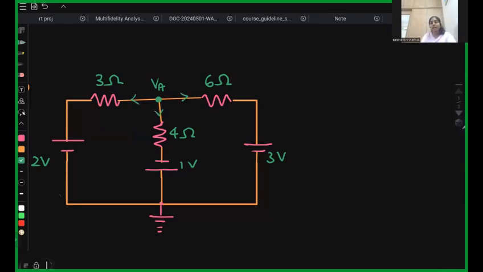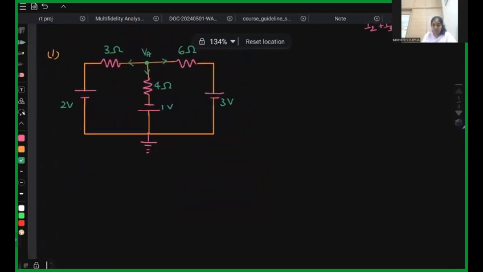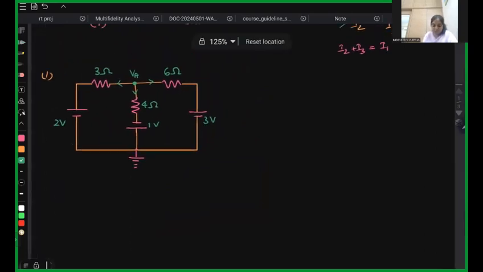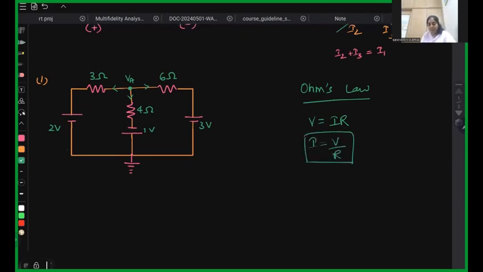We will be applying KCL to this node. Before this, a small topic which we need to know is Ohm's law. Ohm's law states that V is equal to IR. It can also be written as I is equal to V by R, which is used in Kirchhoff's current law.